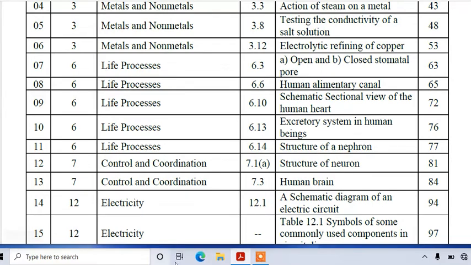Next we have chapter number 7, control and coordination. From this you have to practice structure of neuron. This diagram is important as well as easy also, so children, please practice this diagram.